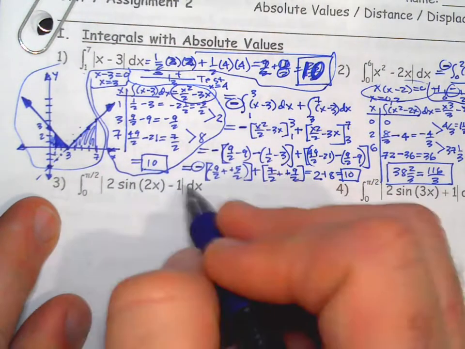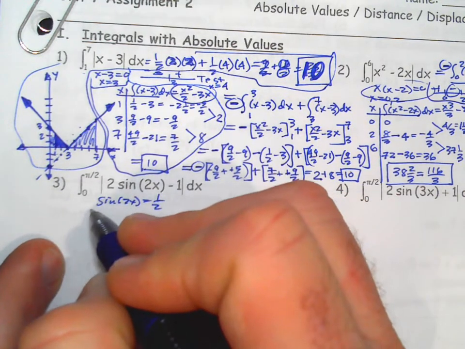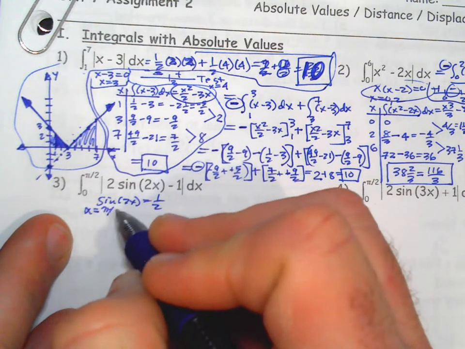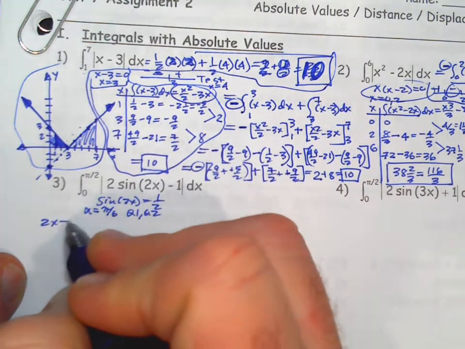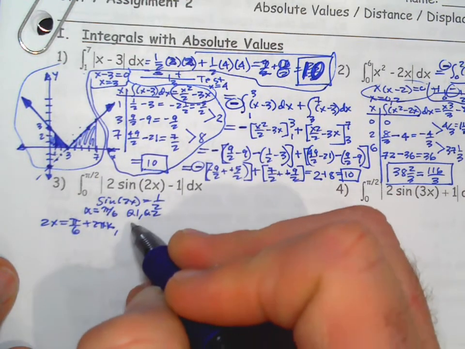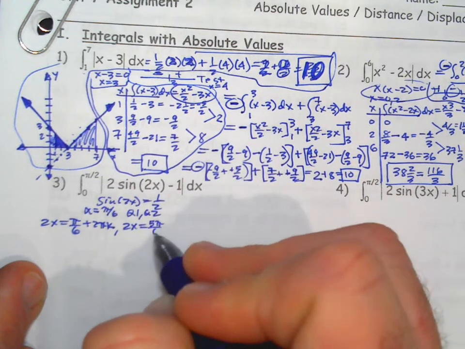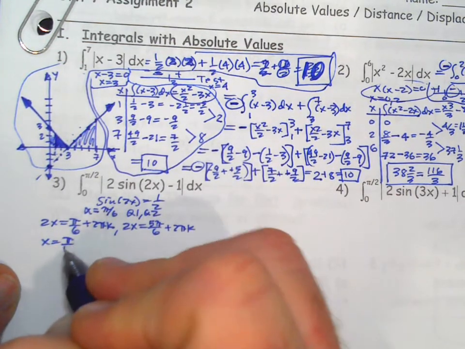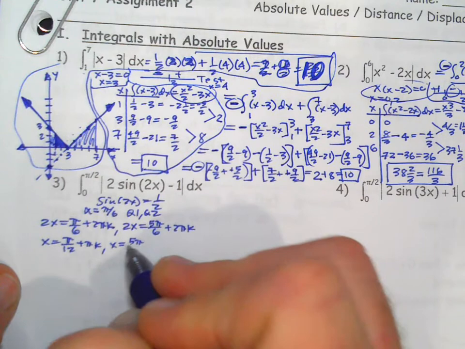We want to find the zero, so we're going to set this equal to zero and then solve. So sine equals 1 half. First angle, small angle, pi over 6, quadrants 1 and 2. So we get 2x equals pi over 6 plus 2 pi k. And 2x equals 5 pi over 6 plus 2 pi k. And x equals pi over 12 plus pi k. And x equals 5 pi over 12 plus pi k.